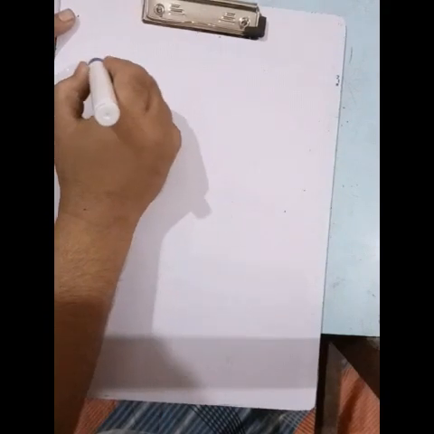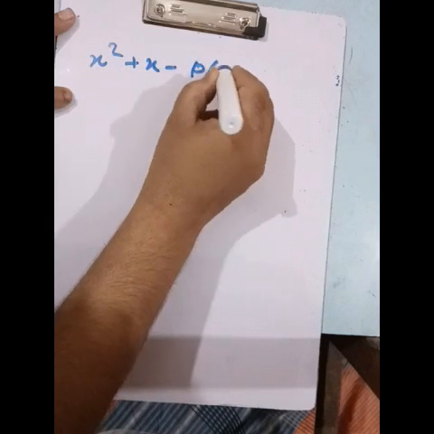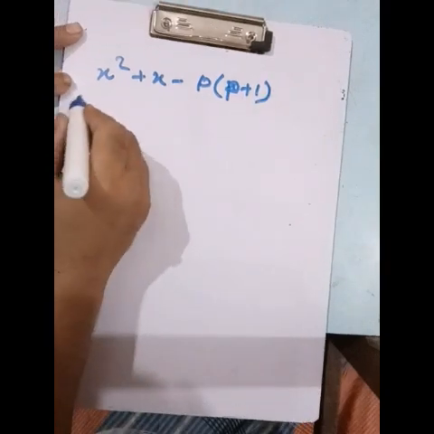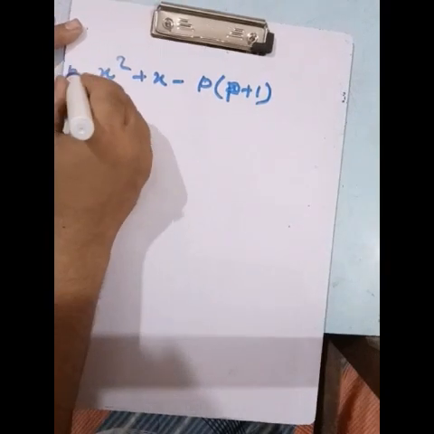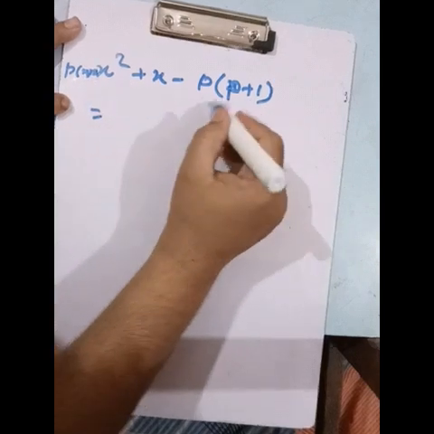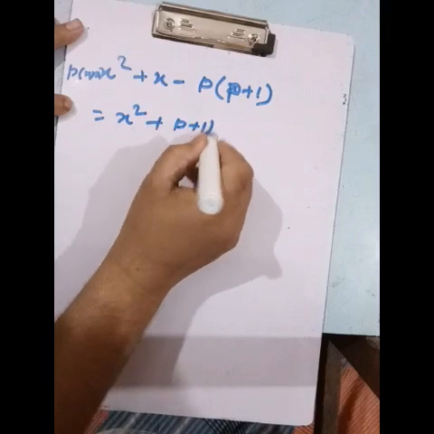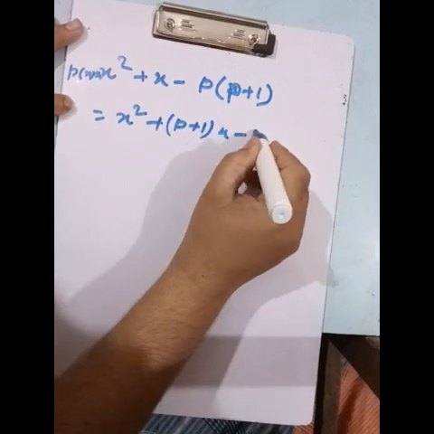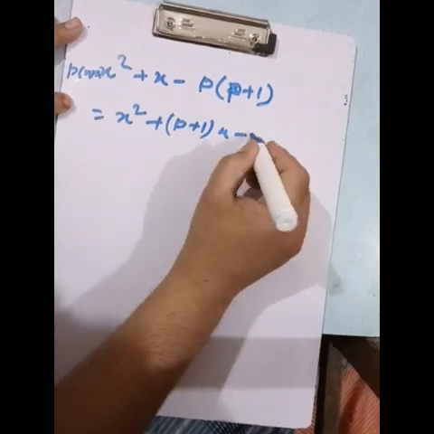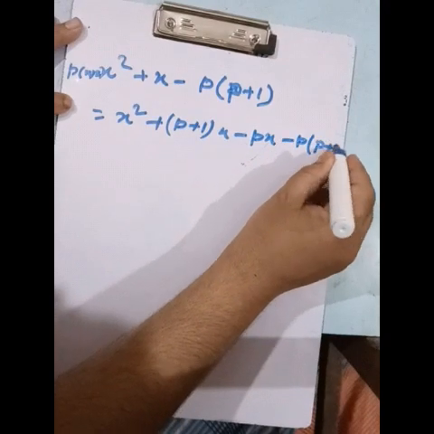Find the zeros of the polynomial x square plus x minus p into p plus 1. Some of the children have also asked this question on WhatsApp to me. So suppose it is given p(x) is equal to this, what do I do? We factorize this. How do we factorize? We will go here for x square plus (p plus 1) into x minus p(x) minus p into p plus 1.